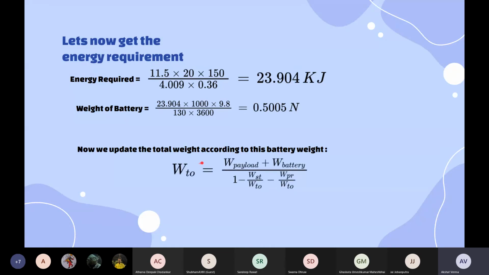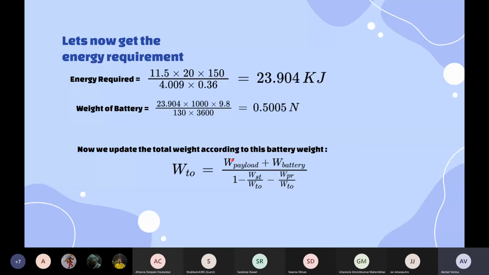How do we do that? Remember the equation which we saw earlier, where we incorporated these weight ratios, that was obtained by dividing the total weight of aircraft into 4 parts: the structural, propulsion, payload, and battery. So when we get the ratios in that, the equation becomes like this. The total weight of aircraft is defined as the payload weight plus battery weight divided by 1 minus the structural weight ratio minus the propulsion weight ratio.